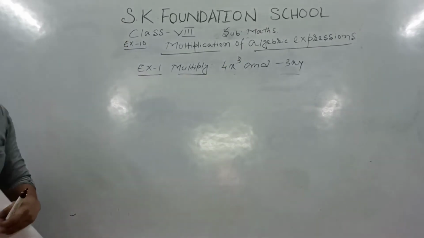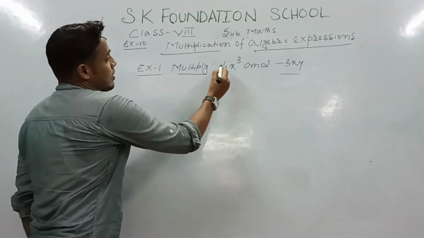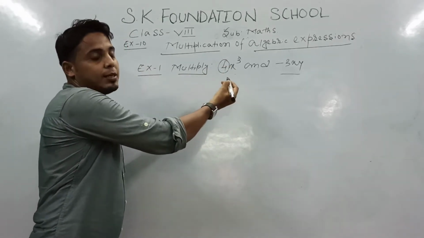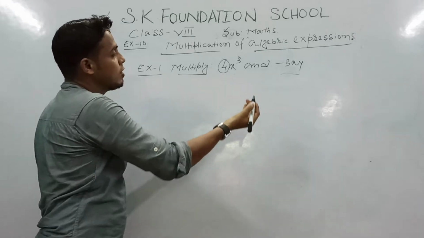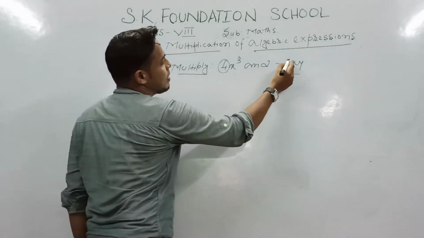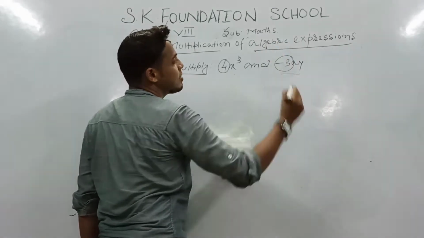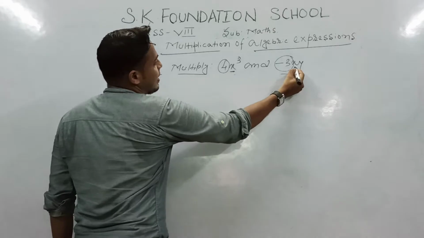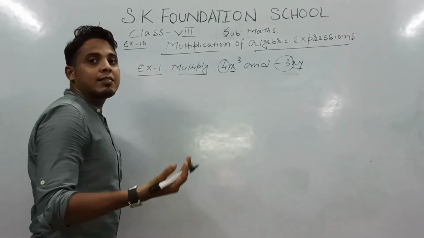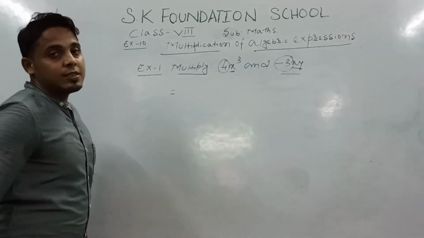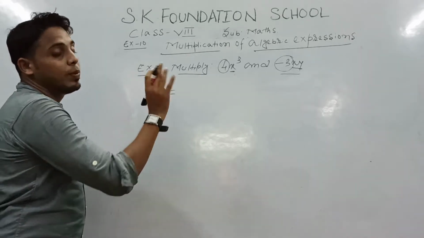Look at here. In the first term, this 4 is called what? This is called the numerical coefficient. The number is called the numerical coefficient. So in the first term, the numerical coefficient is 4 and in the second term, the numerical coefficient is minus 3. And x cube and xy are called literal coefficients. Clear? In multiplication, first we are going to multiply the numerical numbers.